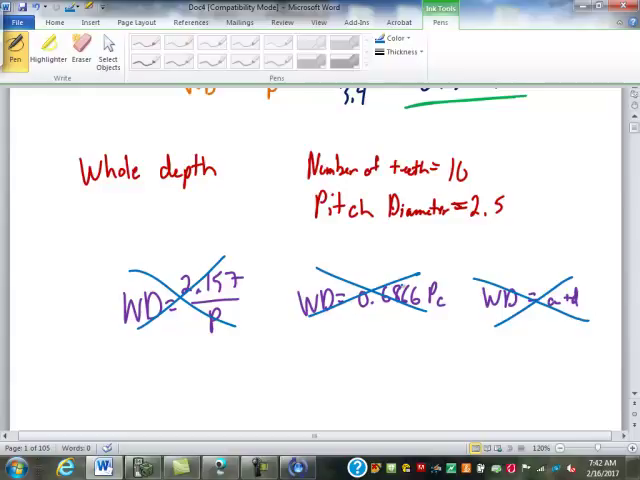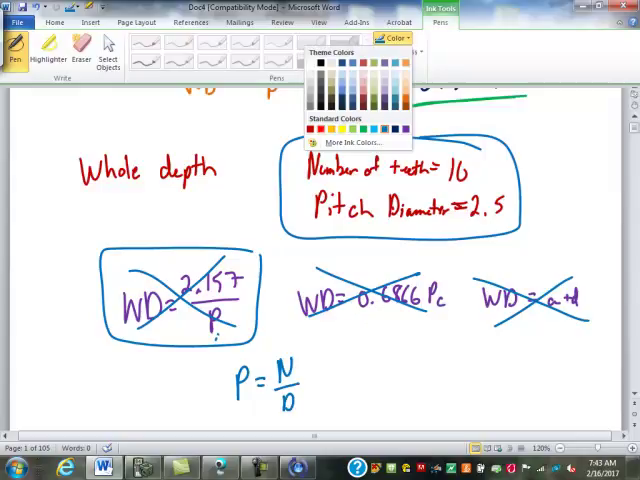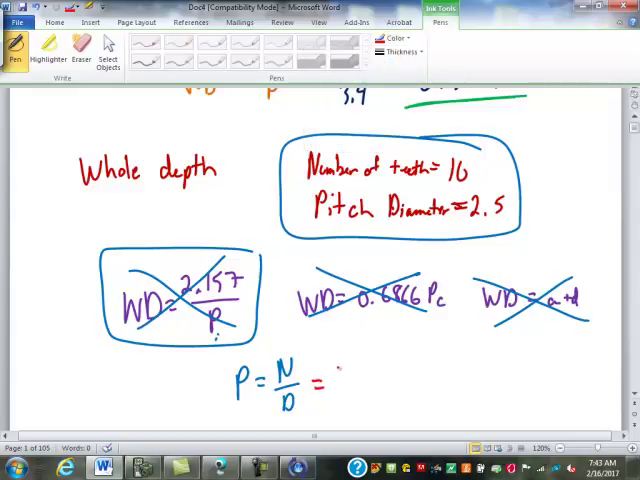We're going to go ahead and find the pitch since it's a little simpler. So we're going to come back to this formula here. If I knew the pitch, I could find the working depth from that formula. Well, given the number of teeth and the pitch diameter, I can find the pitch. The pitch is equal to the number of teeth divided by the pitch diameter. So I'm going to go ahead and put in 10 teeth divided by 2.5. Gives me a pitch of 4.